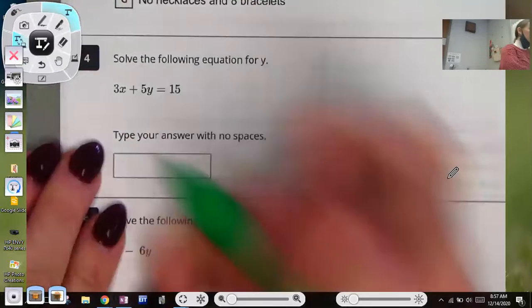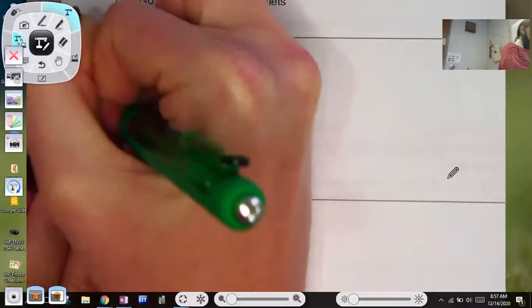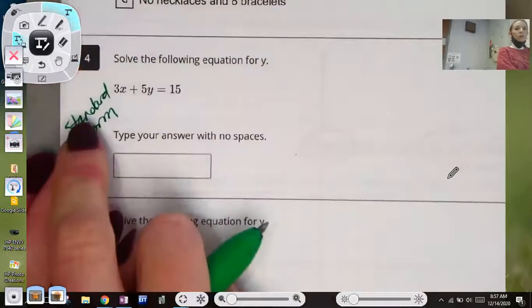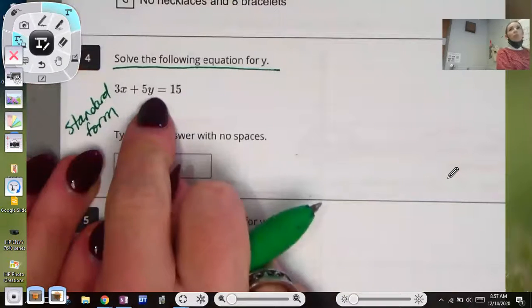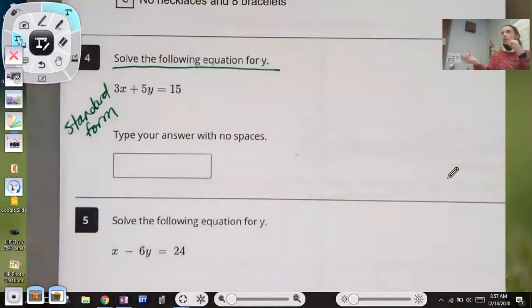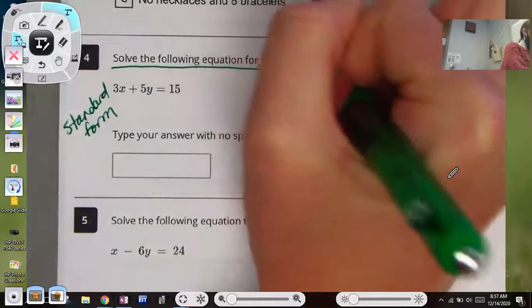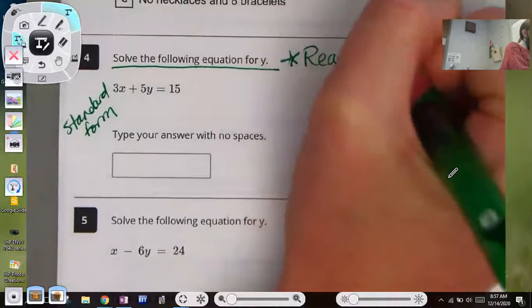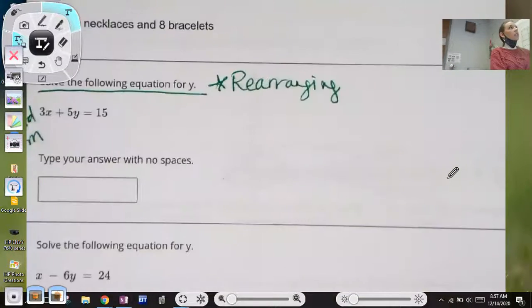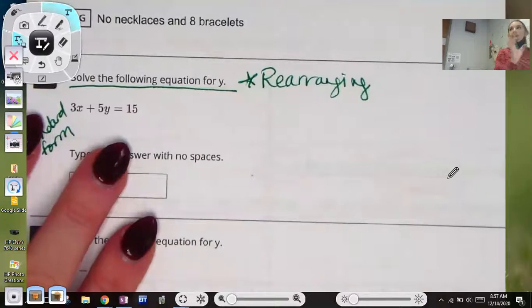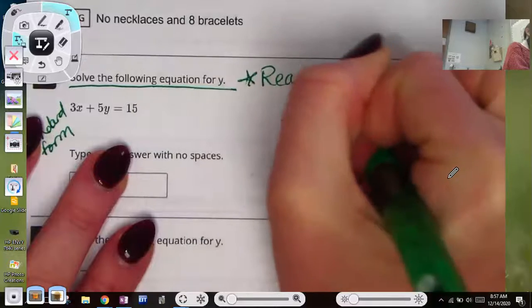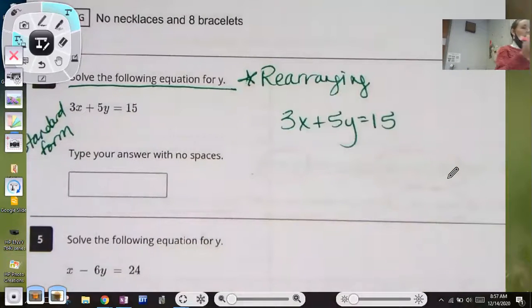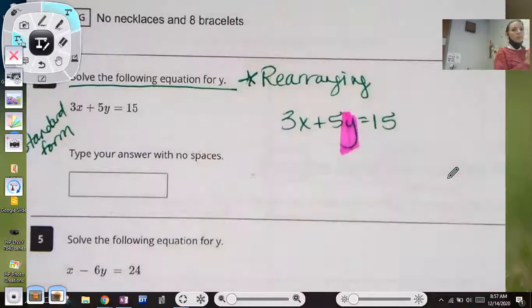Okay, so currently this is in standard form. And it wants us to solve the following equation for y. Well, we know if we have an equation that has 2 different variables in it, we can't solve for y or x. You cannot solve an equation that has 2 different variables. All we are doing here is rearranging our equation to get it set equal to y. Okay, a lot of people miss this on the study guide. So we have 3x plus 5y equals 15. We are rearranging it to solve for y.